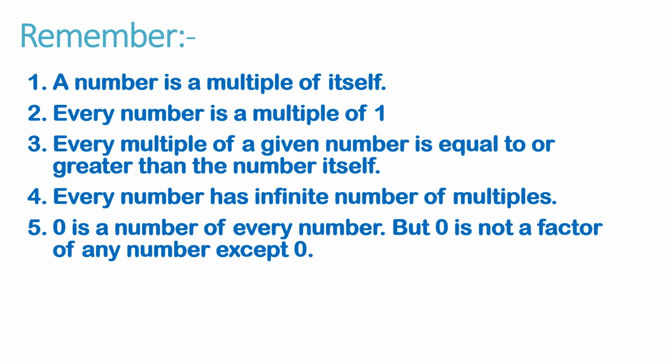Remember this point, students. A number is a multiple of itself. Every number is a multiple of 1. Every multiple of a given number is equal to or greater than the number itself. Every number has infinite numbers of multiples. And 0 is the multiple of every number. But 0 is not a factor of any number except 0.